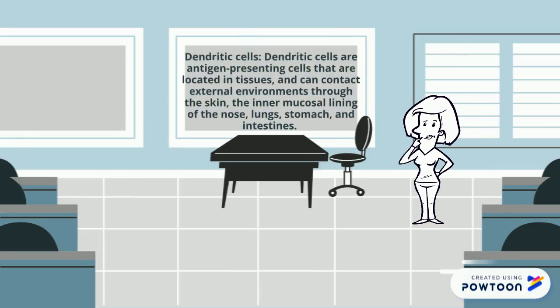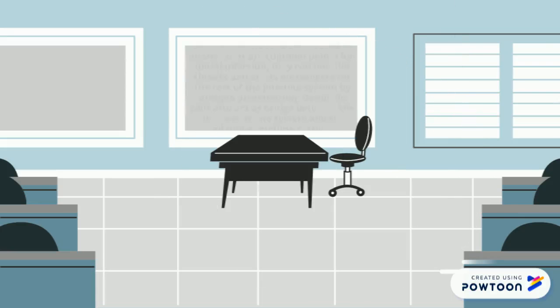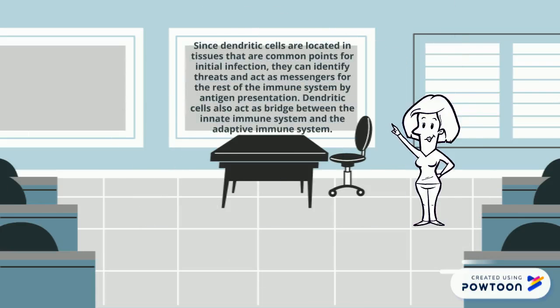Dendritic cells are antigen-presenting cells. Their main function is to process this antigen material and then present it on the cell surface. Additionally, dendritic cells are a link between the innate immune system and the adaptive immune system as well.